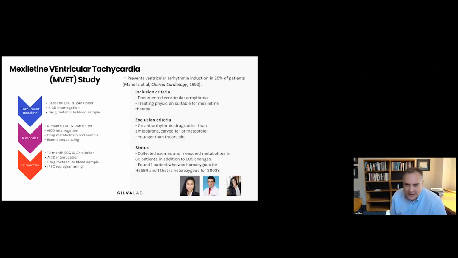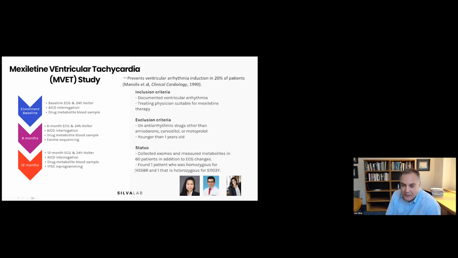So I think I'll finish with this slide. So what are we doing now? We're actually enrolling patients, and we're looking at their ECG response before and after they get prescribed mexiletine. We're collecting whole exomes in addition to metabolism data, so to understand what different metabolites are in their blood. And then finally, we're collecting peripheral blood monocytes that we can convert to iPSCs.